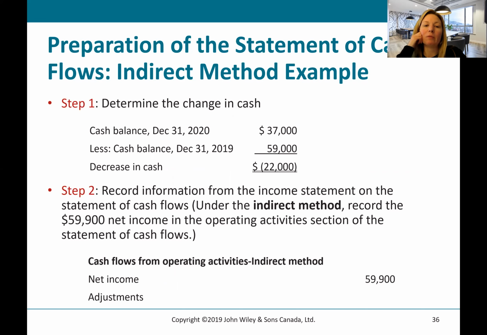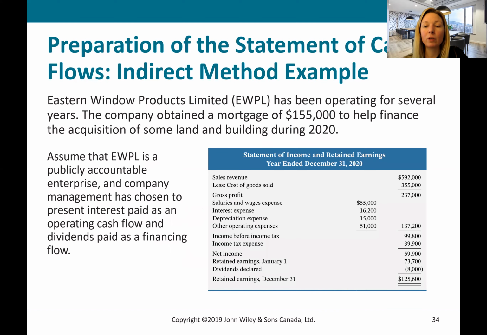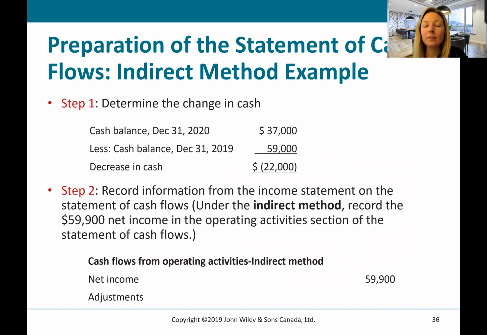Step number 2 is going to be to record information from the income statement onto the statement of cash flows. Under the indirect method, we're going to record net income in the operating section. So we're going to say cash flows from operating activities, and we're going to have net income of 59,900, and that's coming straight from here. You can see that net income there is 59,900. And that's the starting point for our indirect cash flow.